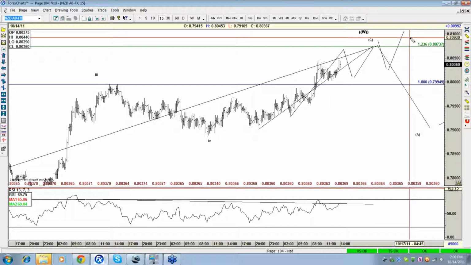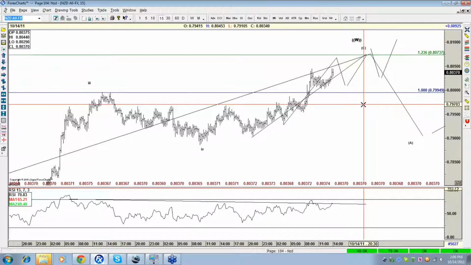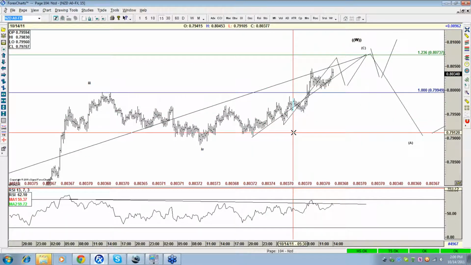Any other question, guys? Cable is about to drop, and the dollar is ending a move. The dollar is ending a move. Guarantee you that. And then let me show you this.